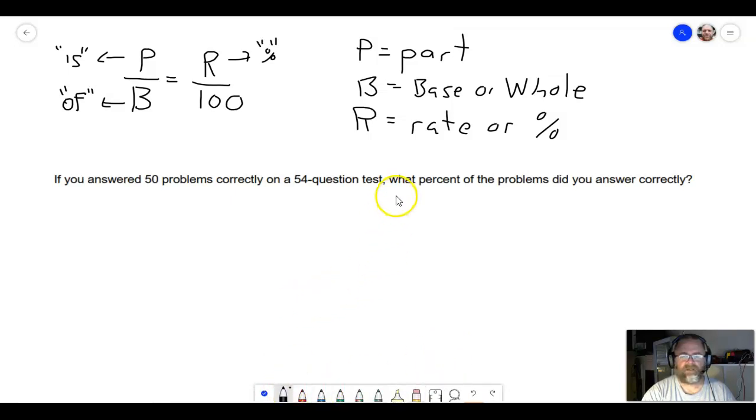Okay, so it's asking what %. So in this case here, I know that my R is going to be our unknown there. So that's what we're going to be solving for. So that means that I should be able to find a P and a B. Now it doesn't really use the words is or of. However, one of them is going to be 50 and one of them is going to be 54. So this is where we have to really take a look a little bit at logic. So one of these is going to be the part of the whole, and the other one is going to be the whole.